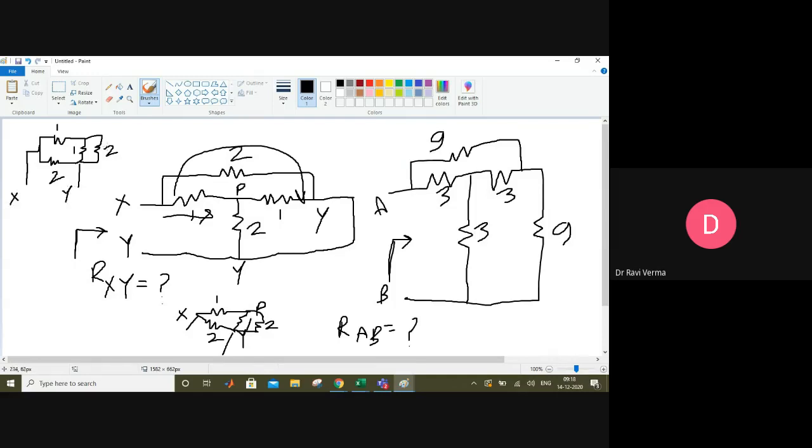So this 1 and 2 is in the parallel. Equivalent will be 2/3. This 2/3 and 1 is in the series. So what will be the equivalent? 5/3, correct? Yes sir. So 5/3 and 2 is in what? Parallel. Calculate what will come. Okay, look here, this 3, 3, 3 is making a star connection. Convert this connection to the delta.